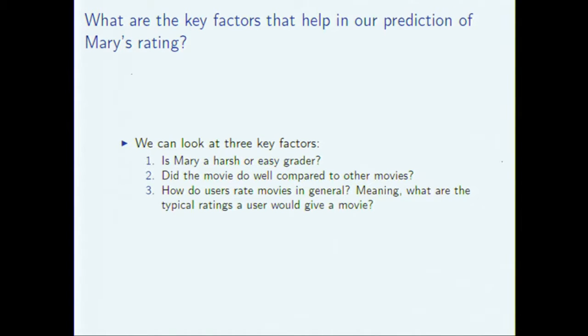We're looking at three key factors when we're trying to determine Mary's rating. First, how harsh is Mary? Is she an easy grader? Is she a harsh grader compared to the overall data set? We also want to look at the movie. Did Captain America do fantastic in the box office? Did it get fantastic ratings, or did it get poor ratings compared to the other movies in the data set? And lastly, how do users rate movies in general? Are people typically harsh graders, giving typically 1s and 2s on a 1 to 5 scale, or are people giving 4s and 5s, a little bit higher on the scale?